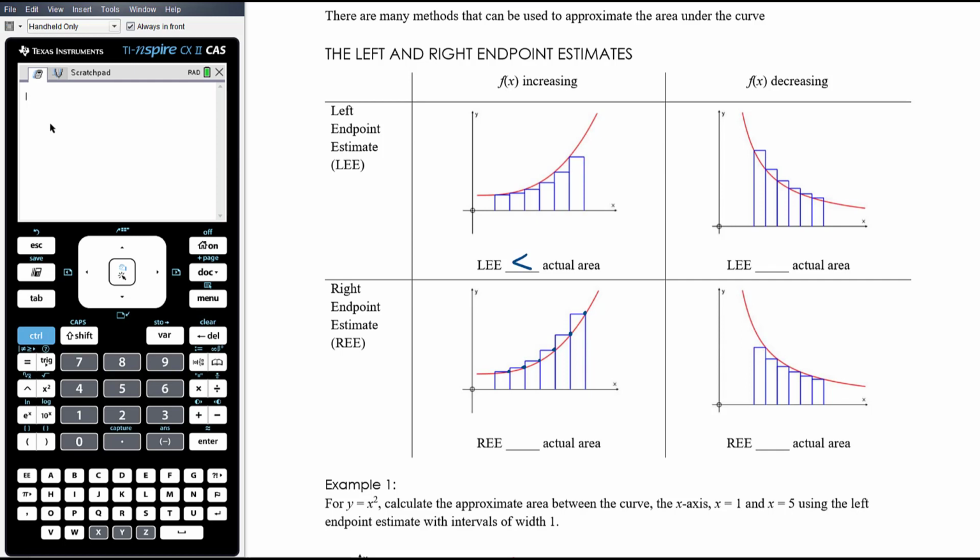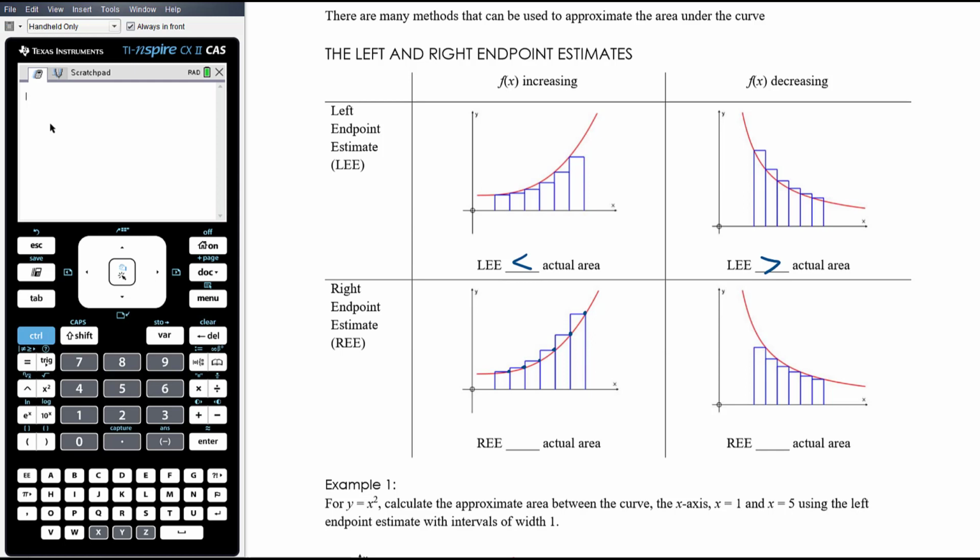So the left endpoint estimate, if the curve is increasing, will be less than the actual area underneath the curve. Whereas if the function is decreasing and we're approximating the area bounded by the curve, those two vertical lines and the x-axis, we're actually ending up with an over-approximation, because if the curve is decreasing but we are using the left endpoint estimate, then all the rectangles are going to protrude above the curve, and so we're ending up with an overestimate. So the left endpoint estimate would be greater than the actual area.